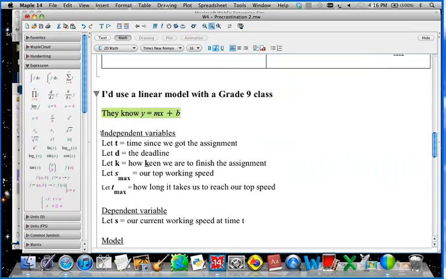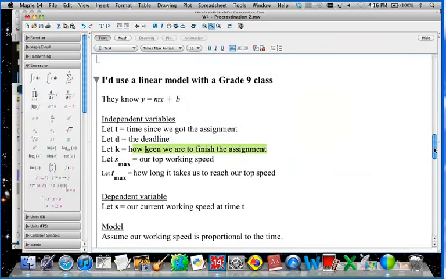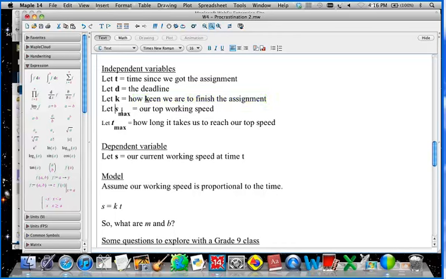So let's do what we always teach them to do, set up your variables. Let t represent the time since we got the assignment, whether it's a report or getting kids out the door or grading papers, whatever. Let D be your deadline, so that's a time. Let K represent how keen we are to finish the assignment, so how quickly we approach that top speed. Let S max represent our top working speed, the fastest we can possibly go. And let T max represent how long it takes us to reach that top speed.